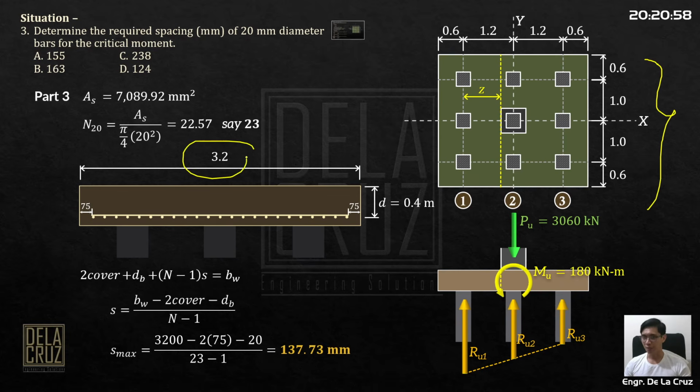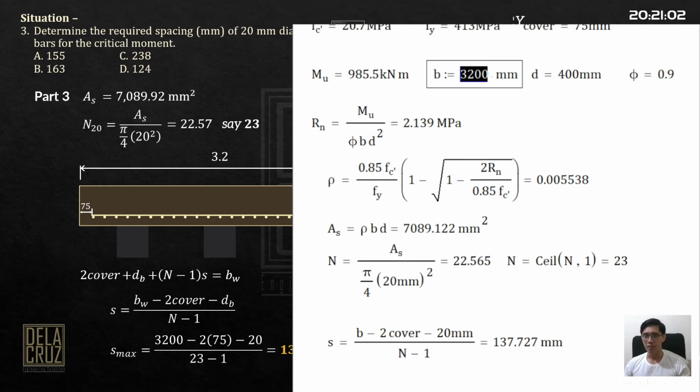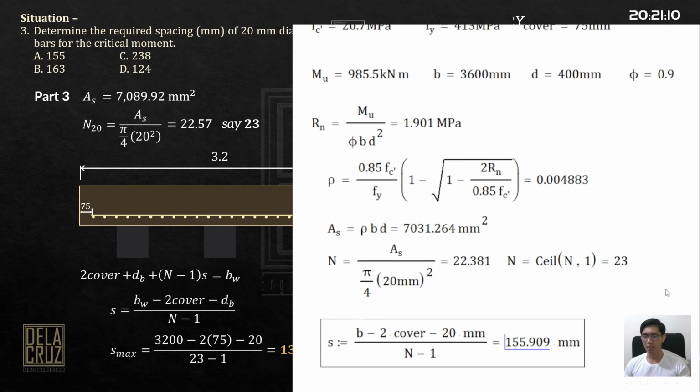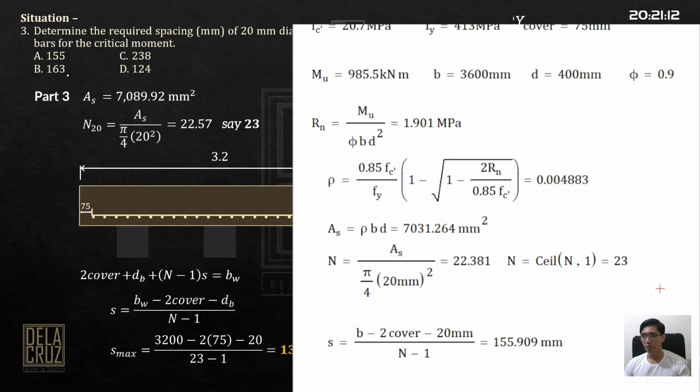Which is that one. Try natin. I just used MathCAD para madaling baguhin. Instead na 3,200, naging 3,600. Look, may lalabas. 155, which is letter A. So, kung ako yung sasagot dito, 155 yung isasagot ko.